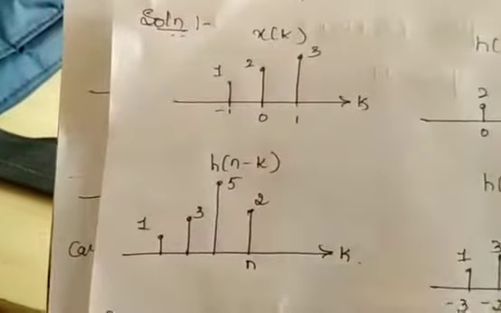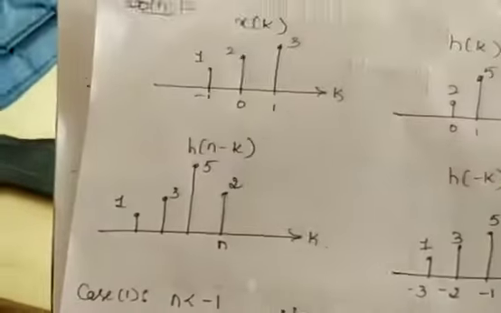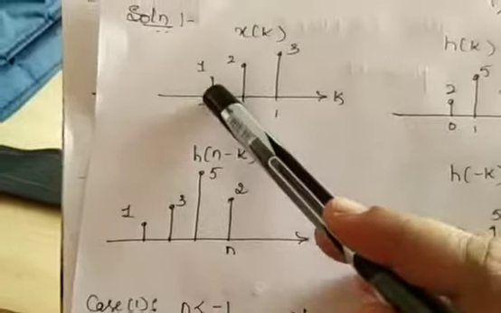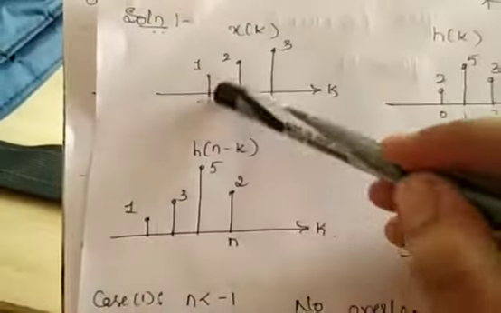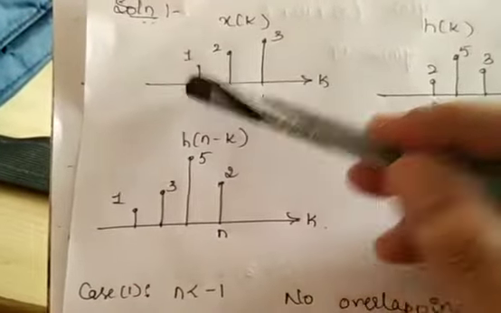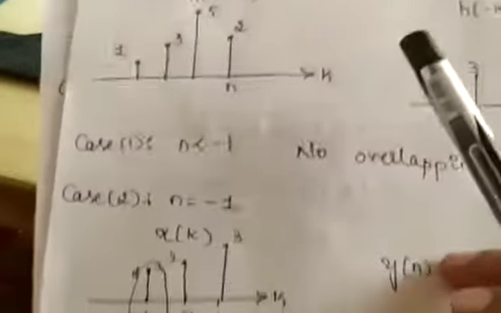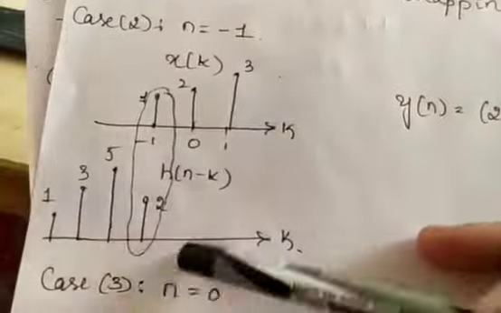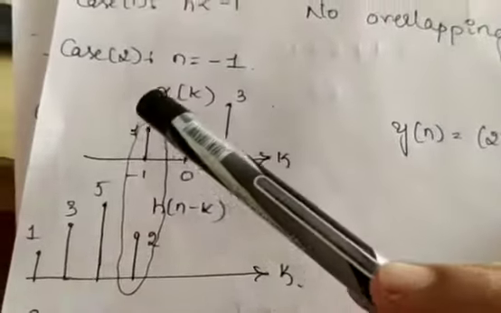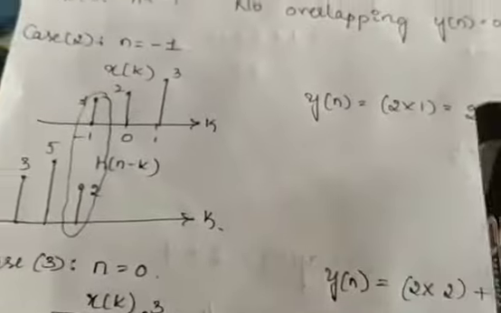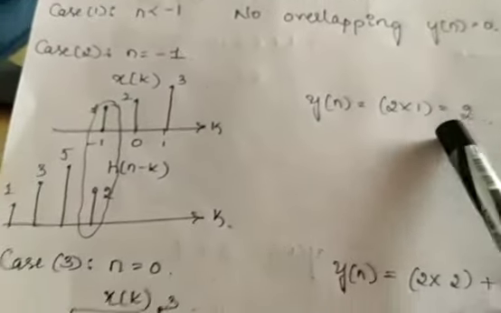Like first we start with n less than minus 1, means the beginning of this is less than the first sample, less than minus 1. There is no overlapping, so convolution is 0. Next, n is equal to minus 1. When n is minus 1, only one sample is overlapping, so we multiply their amplitudes, 2 into 1. So the amplitude at minus 1 is 2.